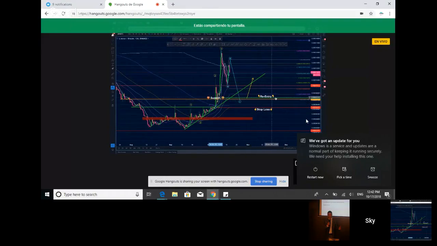re-entry on IRON at the 7,300, 7,100 support zone, and the first target should be placed at the 8,600 level. The second target should be placed at the 9,500 level. And the last one, I think, should be placed at the 10,000 level. I think this will be a possible move for IRON. So for now, better not to hold it.